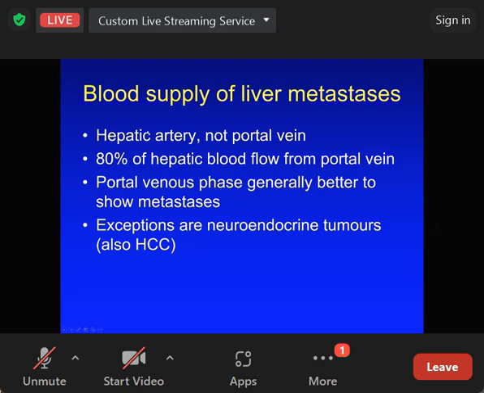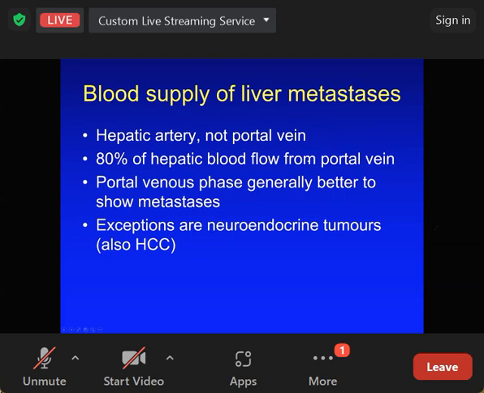Okay, so one of the reasons that contrast is so good in showing lesions in the liver is that liver metastases have a different blood supply compared to the normal liver. The normal liver has two blood supplies. It has a hepatic artery and a portal vein. The hepatic artery supplies only about 20% of the blood to the liver. Most of the blood supply to the liver comes from the portal vein. But the difference is that liver metastases don't recruit their blood supply from the portal vein, they recruit it from the hepatic artery.